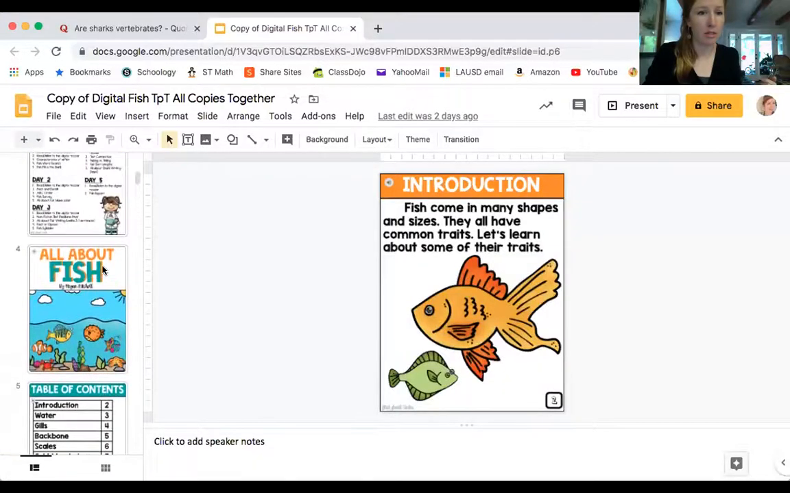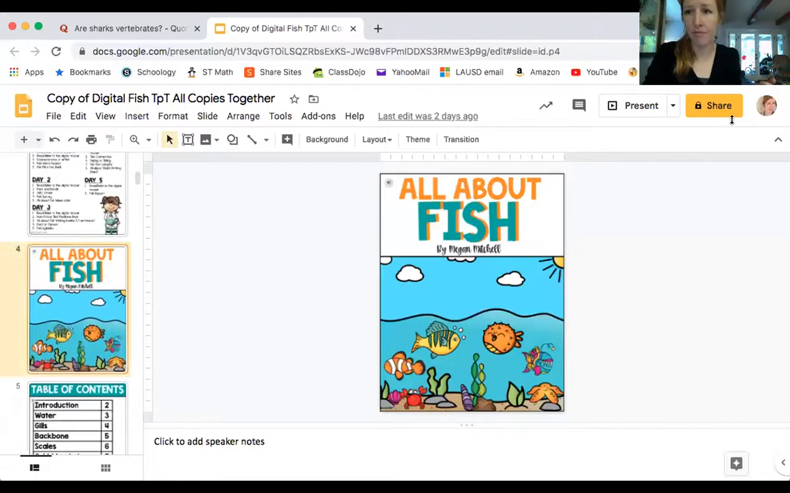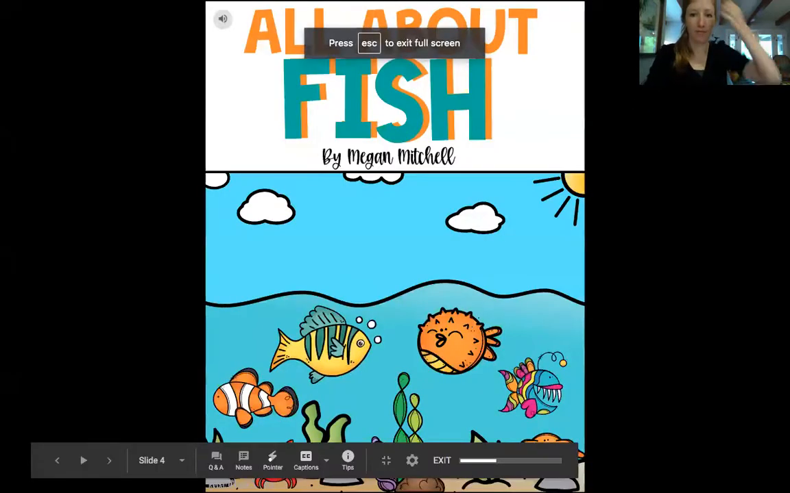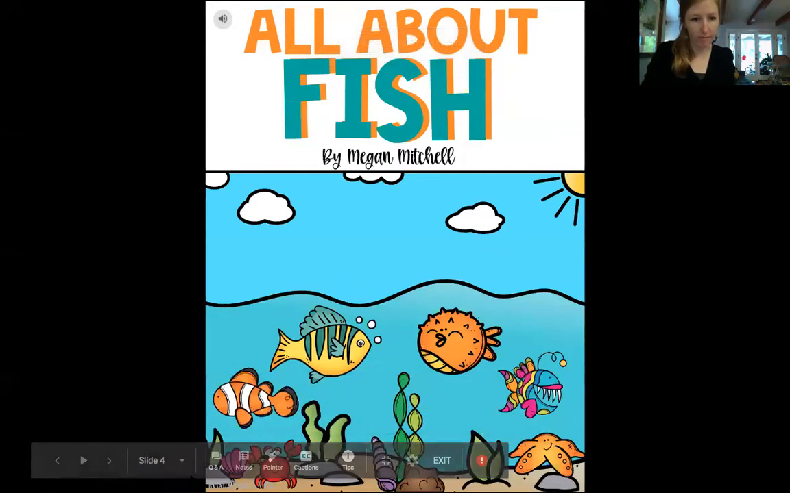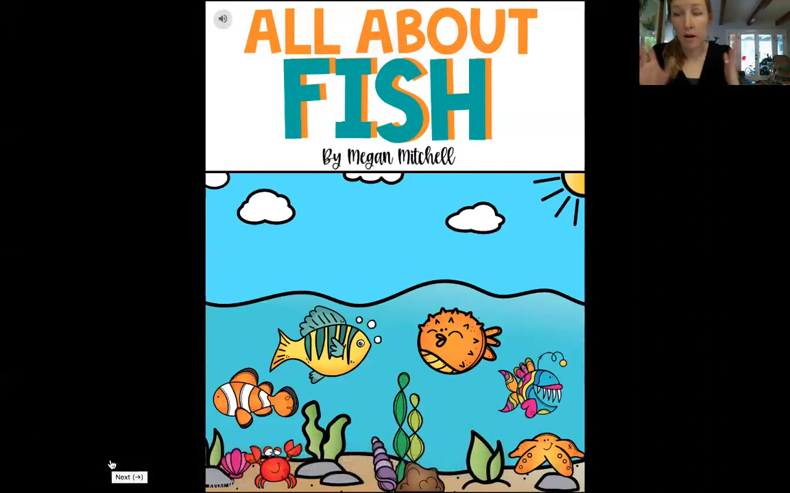All right, I'm going to go ahead and share my screen so you can see what I'm seeing. There we go. So all about fish. Now there are a lot of animals that live in water. They are not all fish. We have talked about whales, which are mammals. We talked about how some amphibians start their lives in the water.